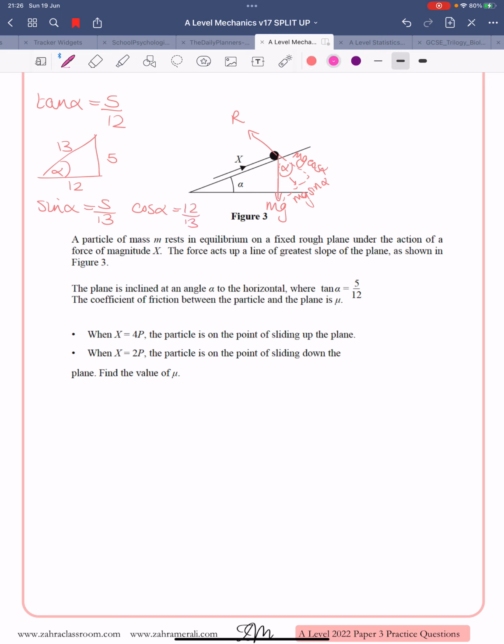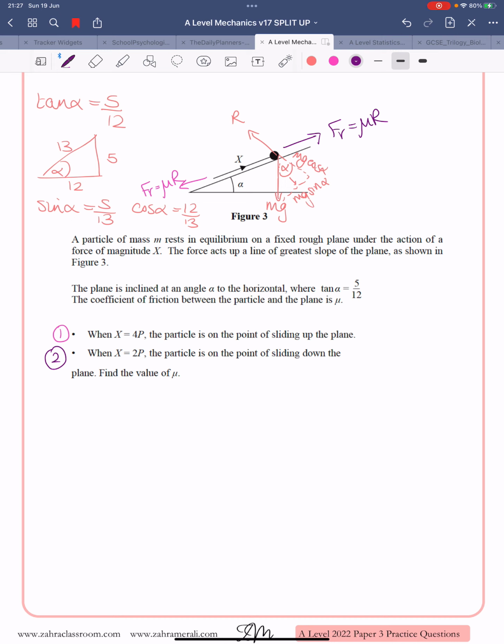Then if we read through the question, we've got when x equals 4p, the particle is on the point of sliding up. So that means the friction at that point is acting downwards. Whereas in this case, the friction is acting upwards because it's on the point of sliding down. And now we want to find mu.